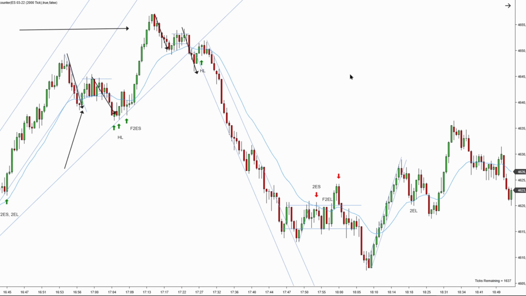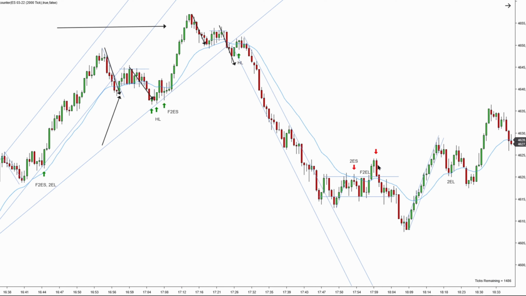You're fading these breakouts, these congestions. A lower high, confirmation of failed breakout. Lower highs are confirmations of these high probability setups. However, you're going short directly into the support. But take a look what happened.